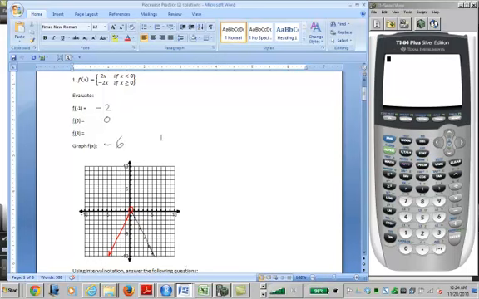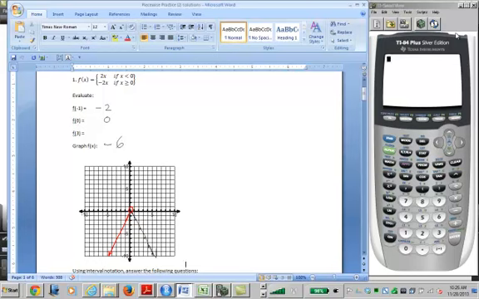F of 0. Now, 0 is part of the domain for negative 2x, so it is defined, and so it's going to be negative 2 times 0, or 0. F of 3, okay, well, 3 is greater than or equal to 0, so it'll be negative 2 times 3, which is negative 6. So you go x is 3, and then here's negative 6. And here's the graph, okay? Nothing too mysterious about how the graph is working here.